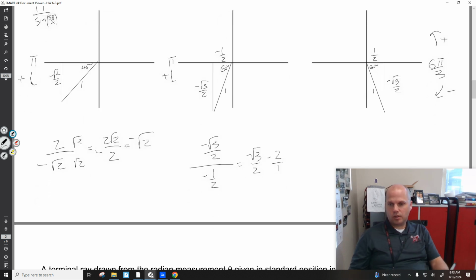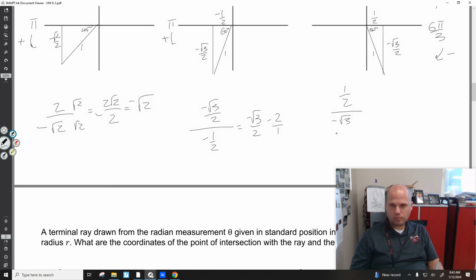Cotangent is adjacent over opposite. It's the flip of tangent. I'm probably going straight into tangent's opposite over adjacent. Cotangent is adjacent over opposite. So I'm going to do the 1/2 divided by the negative root 3 over 2. We have done this enough. You should be able to figure out that it's going to be negative root 3 over 3.